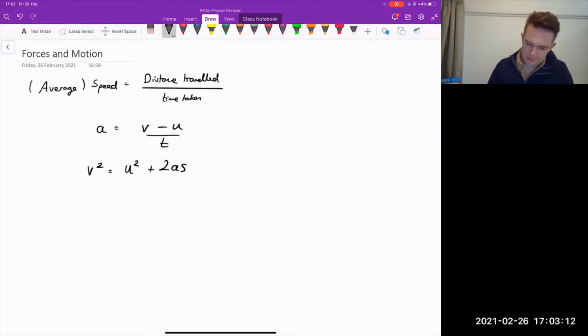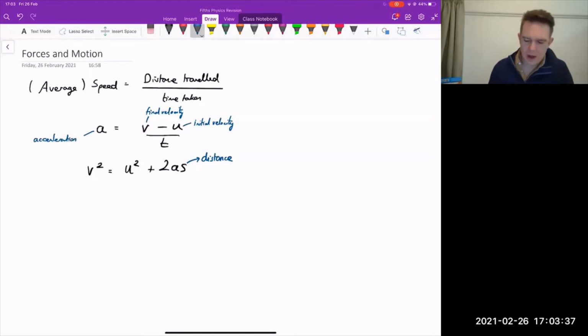But let's just make sure we're aware of what all these symbols mean. s is used for distance or displacement. At IGCSE, you can just think of it as distance. v, final velocity. u, initial velocity. And a, acceleration.